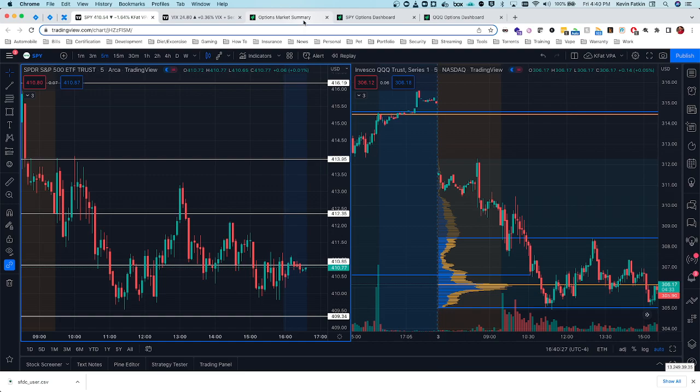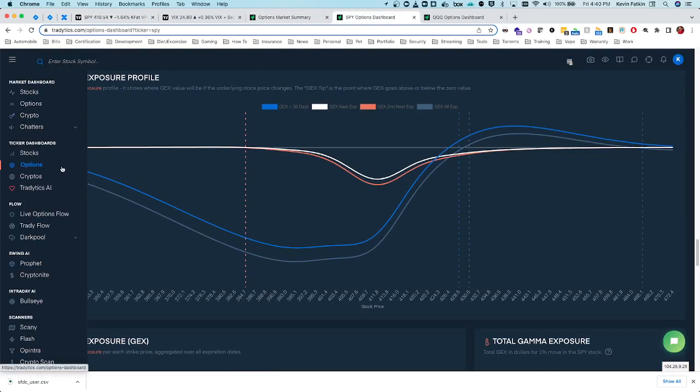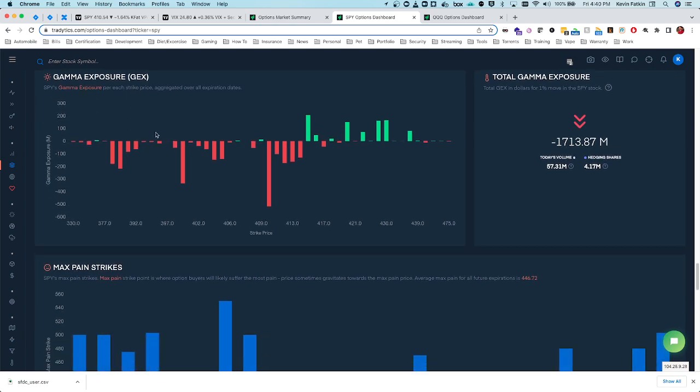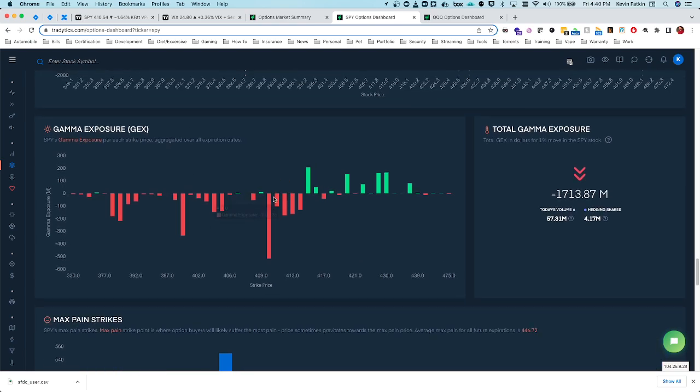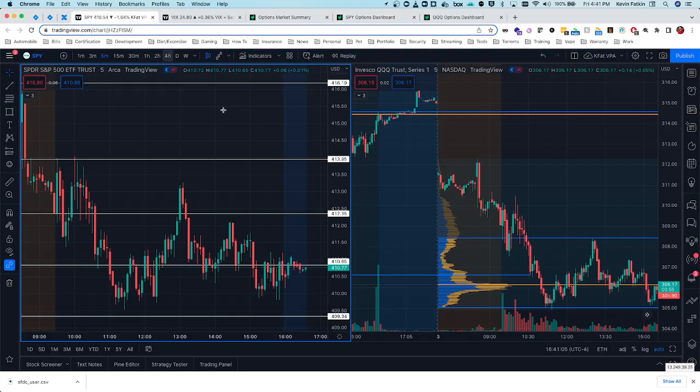If we go to the options dashboard in TradeView and we go down here, you can see we're in a negative gamma environment. We have all this negative gamma, and there's actually two ways you can see this. I'll get into the second way in a minute. But when you see this flip here, this is what I refer to as a volatility trigger, and I've seen other services refer to it. That's where I got the term. What this basically means is once we get over $415 on SPY, we're going to start shifting to more positive gamma, and things are going to stabilize.